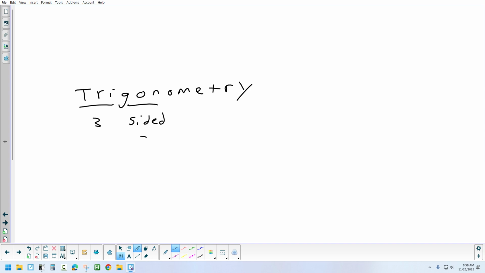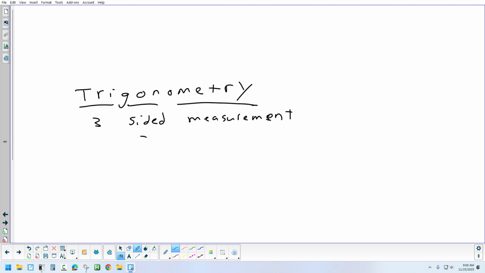Anything else there that is recognizable? And then the metry, that's like measure. Yeah, metry means measurement or measure. And we see that in various subjects like trigonometry, geometry. You see metry in at least a couple different subjects. So 3-sided measurement, that's literally what trigonometry means.